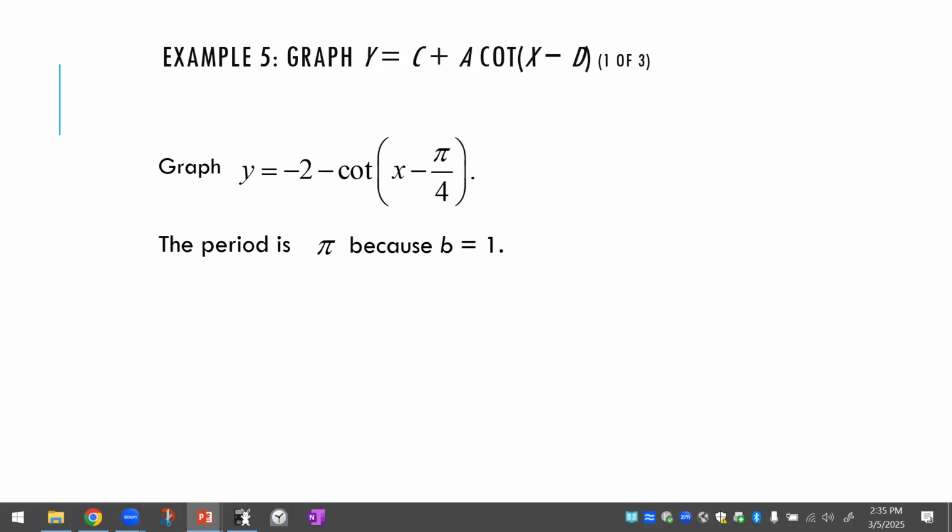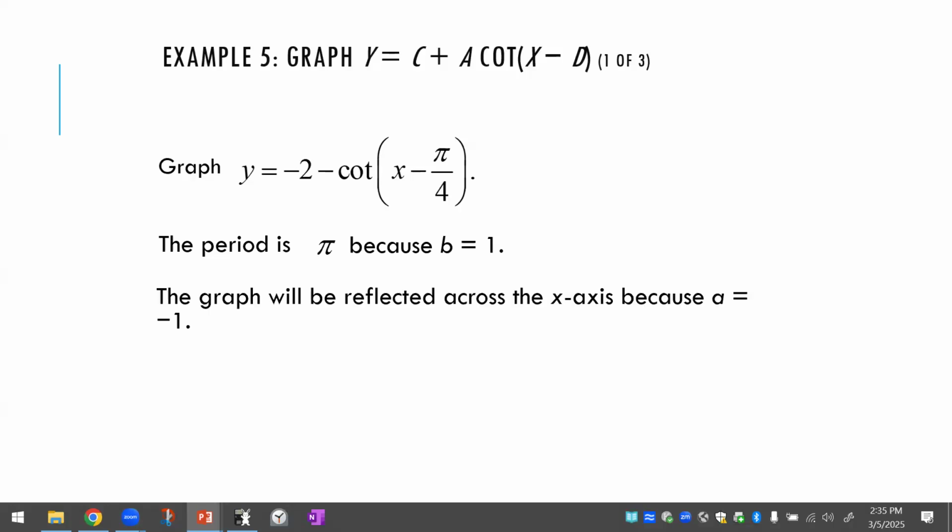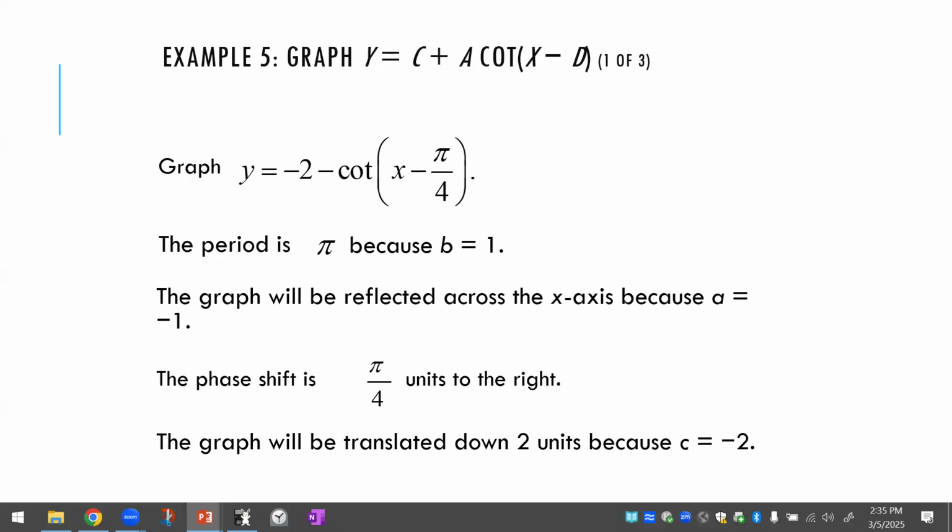All right. Period here is pi. And the reason why the period didn't change is because there was no b, right? There is no visible b value. Like you said, we were reflected, so we're going to be reflected over the x-axis. Perfect. There's a phase shift of pi over 4, which is going to the right. And then our graph was translated down 2 units. Oh my gosh, y'all did perfect. So proud of you.